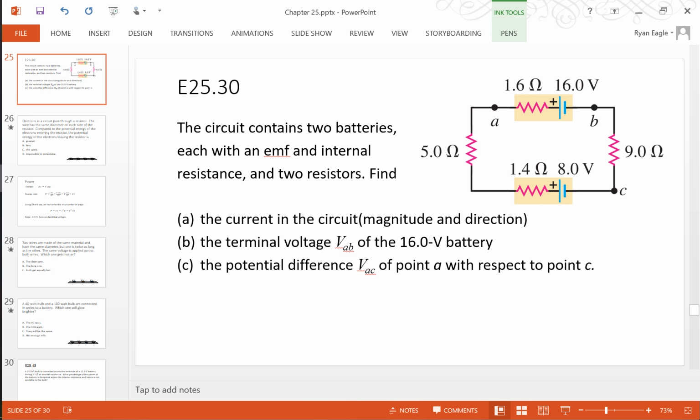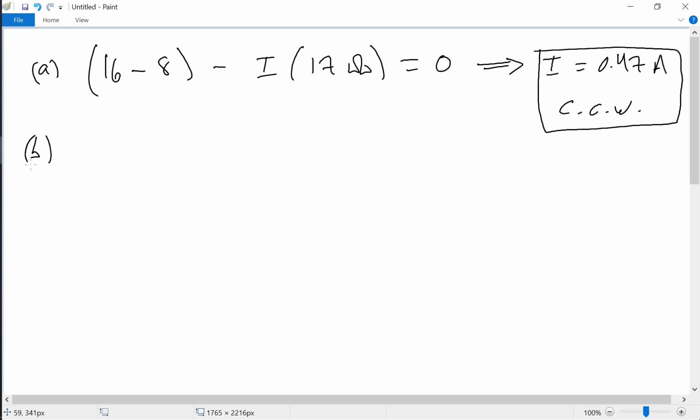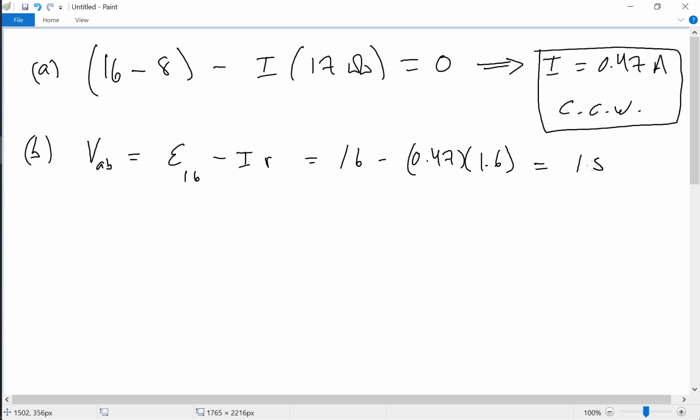For part B, we want the terminal voltage of the 16-volt battery. So that's the EMF of the battery minus current times the internal resistance. So now that we know our current, we can put that in as 0.47. The internal resistance for that battery is 1.6 ohms, which gives us a terminal voltage of 15.2 volts. So again, slightly lower than the actual 16, that's the EMF.